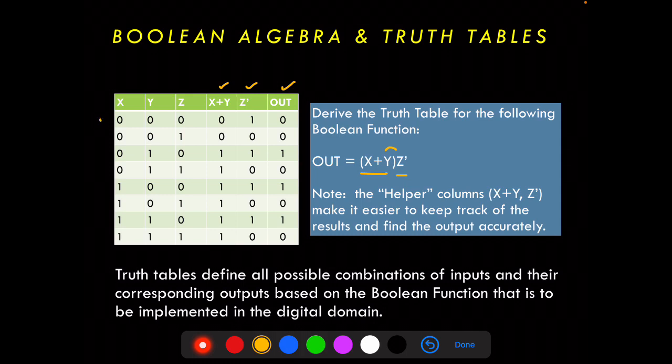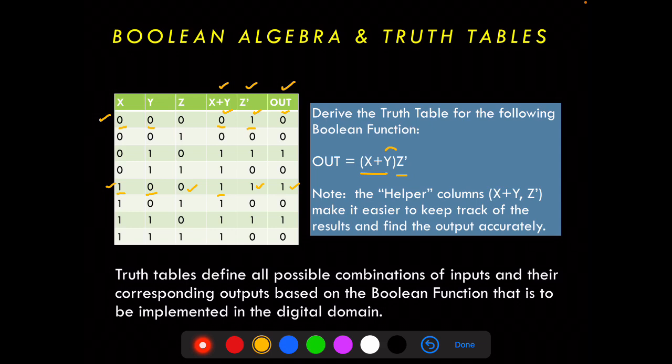So in the first line of the truth table, we'll take 0 or 0 and get 0, and then the inverse of z will be 1. ANDing those two together, we get 0 and 1, which is 0. In another example, in the fifth line of the truth table, here, we have x equal to 1 or y equal to 0 gives us 1, and then the inverse of z is the inverse of 0, which is 1, and then 1 and 1 gives us an output of 1.